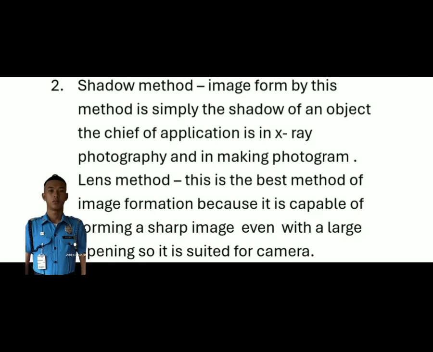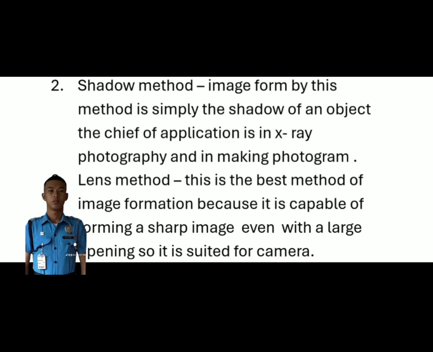So the next one is the shadow method. Shadow method is an image formed by this method, simply the shadow of an object. The chief application is in X-ray photography and in making photograms. So basically, shadow method is used to enhance the image, to make the image clearer or to focus on an object.